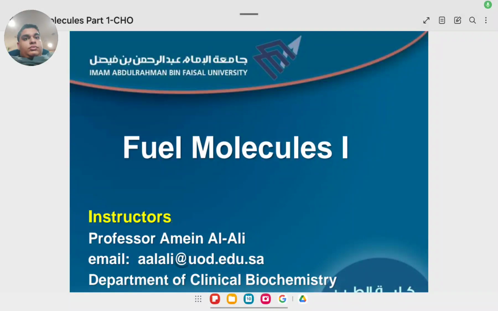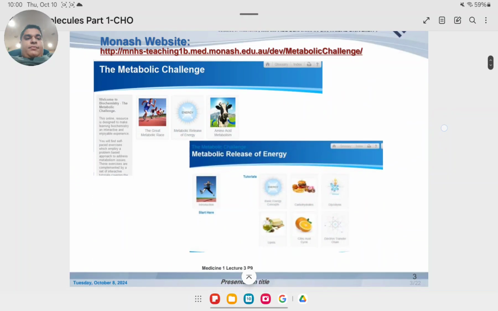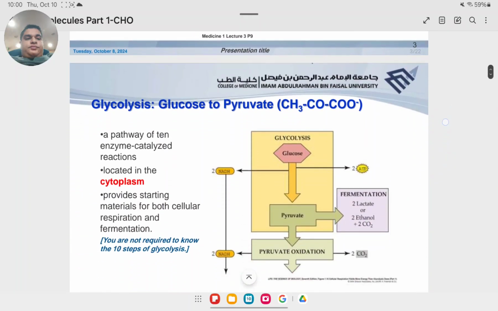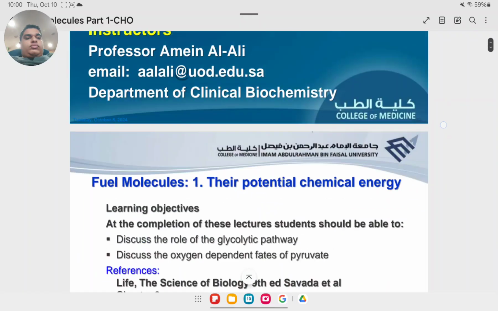Since it is recessive, autosomal recessive, it could be a carrier when you are heterozygous, or diseased when you are homozygous. Very simple, very easy.